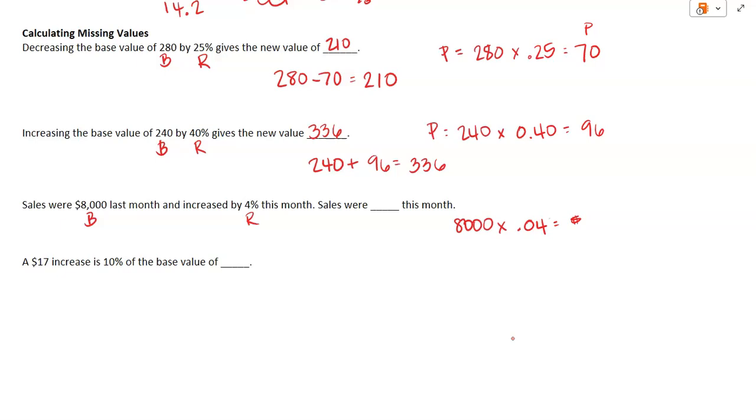Because we're using monetary amounts, I put a dollar sign, and this is 320 is our portion, or our percentage amount. So right now, this tells me that $320 is 4% of 8,000. So if last month's sales increased by 4%, that's equivalent to 8,000 plus $320, which is $8,320 this month.